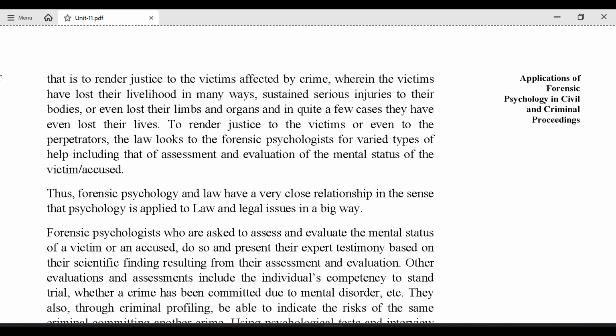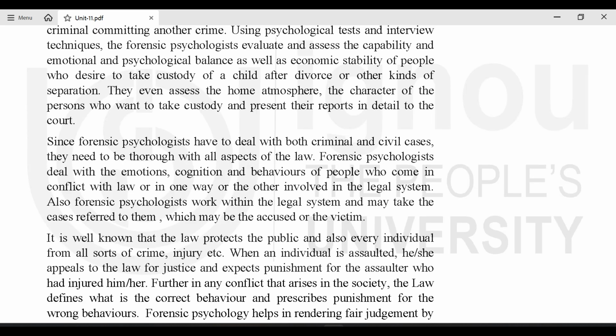Forensic psychologists who are asked to assess and evaluate the mental status of a victim or an accused do so and present their expert testimony based on their scientific findings resulting from their assessment and evaluation. Other evaluations and assessments include the individual's competency to stand trial, whether a crime has been committed due to mental disorder, etc. They also, through criminal profiling, are able to indicate the risks of the same criminal committing another crime.